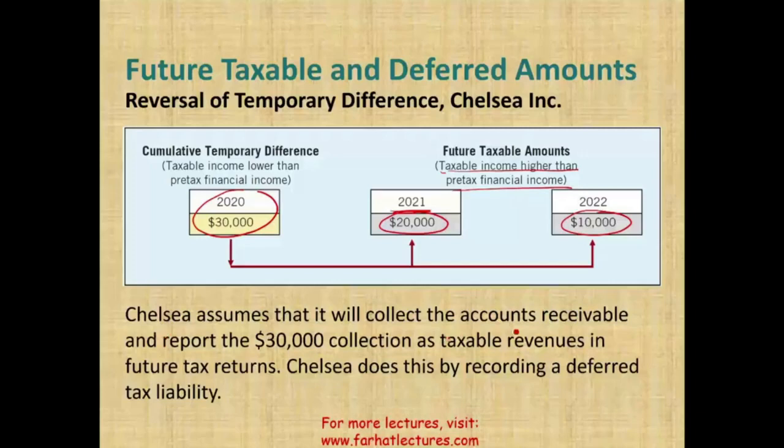Chelsea assumed she will collect the accounts receivable and report the $30,000 collected as taxable revenue in the future tax return. And by doing so, she would start to reduce her tax liability, her deferred tax liability.